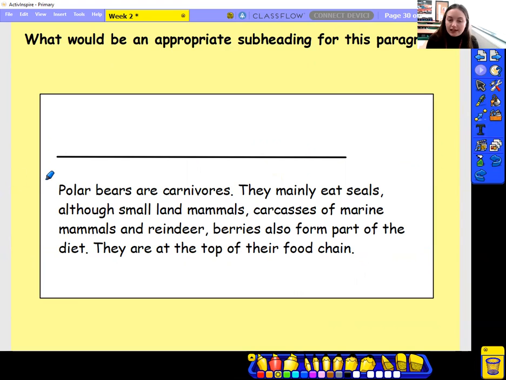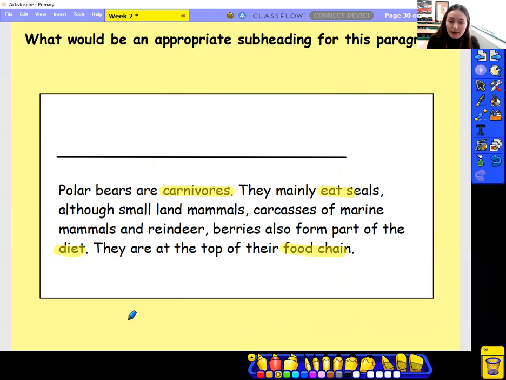I'm going to read it again. I've read it through once to get an idea of what it's talking about. I'm going to read it through again, and I'm going to highlight the key information. Polar bears are carnivores. They mainly eat seals, etc. Berries also form part of their diet. They are at the top of their food chain.